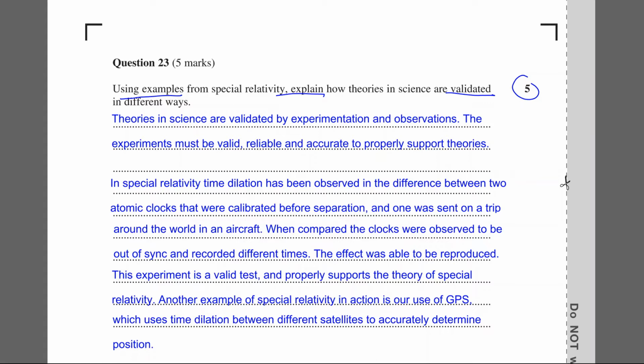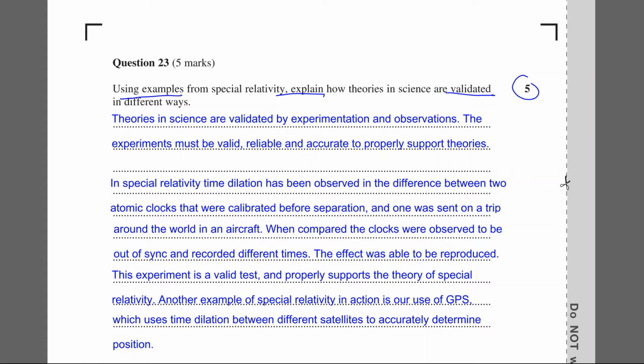Remember, in science, we don't really prove theories, we just support theories. We can only 100% prove a theory in mathematics. So in this example, I started by saying, here's how theories are validated using valid, reliable, and accurate experiments and observations. That's a really key part, I think. And then I backed that up with at least 2 examples.